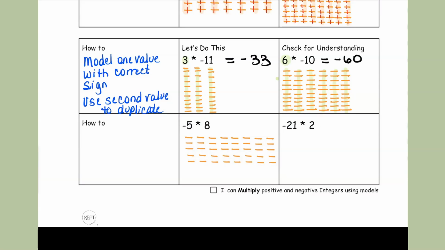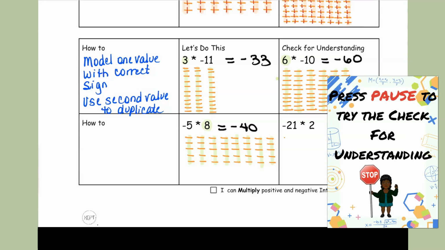So I took that negative 5 and I essentially wrote it out 8 different times. So negative 5, 1, 2, 3, 4, 5, 6, 7, 8. 8 times gives me negative 40. All right, a negative times a positive is a negative answer. So negative 5 times positive 8 is negative 40.